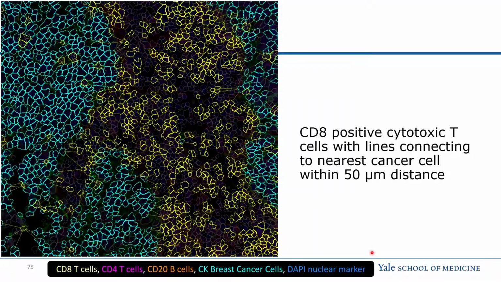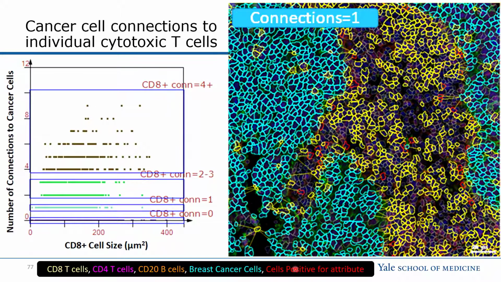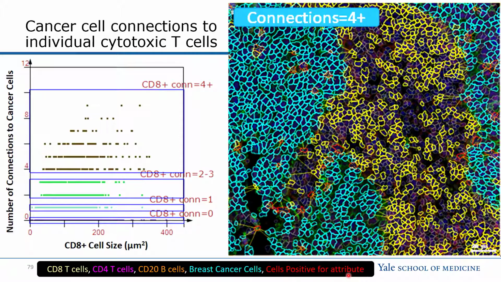And so next we do the same thing with the CD8. With the CD8 cells being on the x-axis and the number of connections to cancer cells being on the y-axis, when we have no connections, you can see all these cells in red with no lines going towards any of the tumor cells. When we increase the connections to 1, we can see quite nicely the cells that have at least 1 connection to a tumor cell. And then we can see quite nicely here cells that have connections to 2 to 3. So here it's 1, 2 cells from this particular cancer cell. And here's 4+.